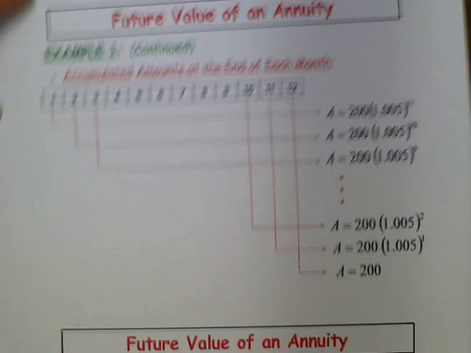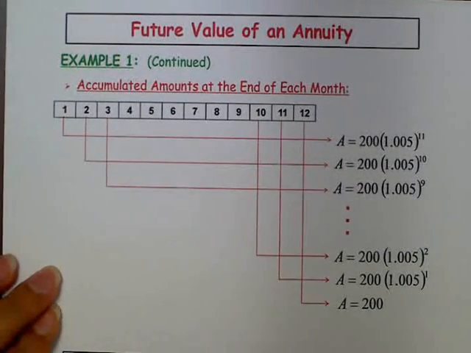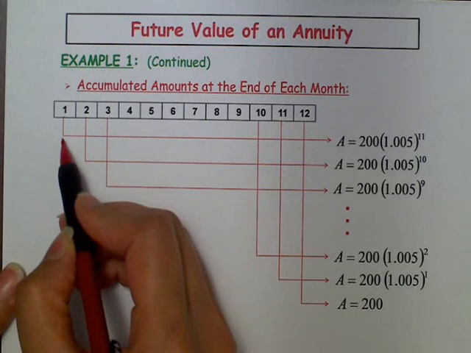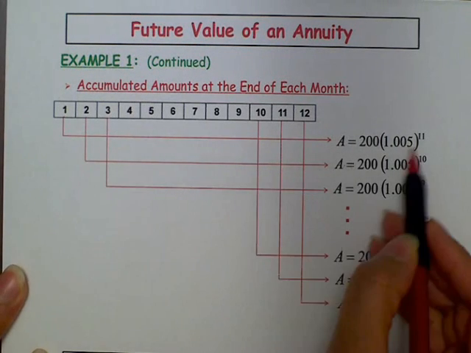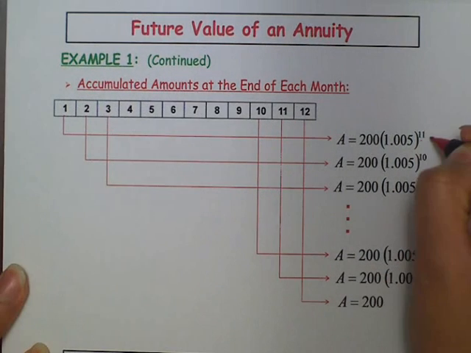Okay, so her accumulated amounts at the end of each month, starting with the first month. So let's say this is January. The $200 she puts into the account stays in the account for 11 months. So that's until the end of December. So this is her investment at the end of January, let's say.